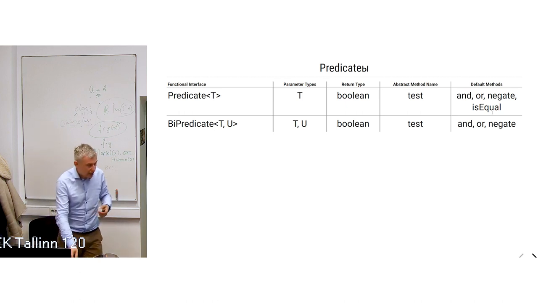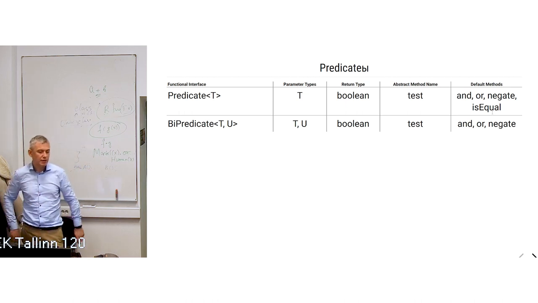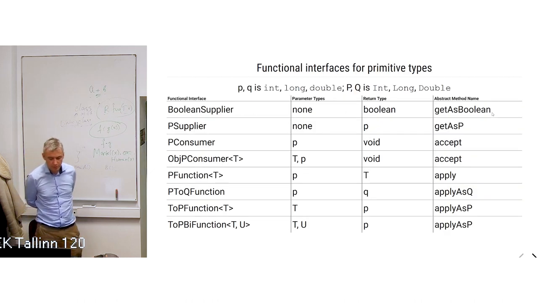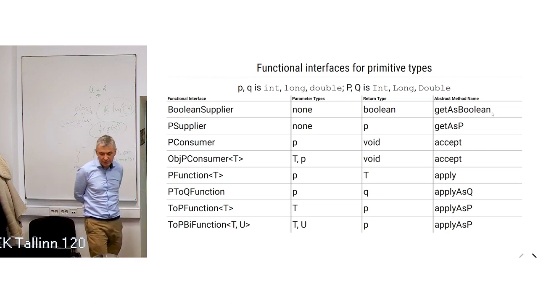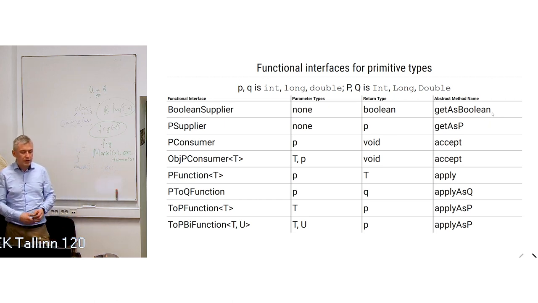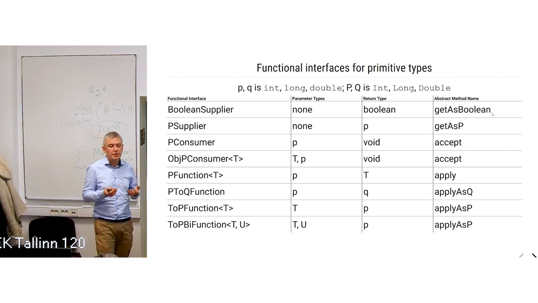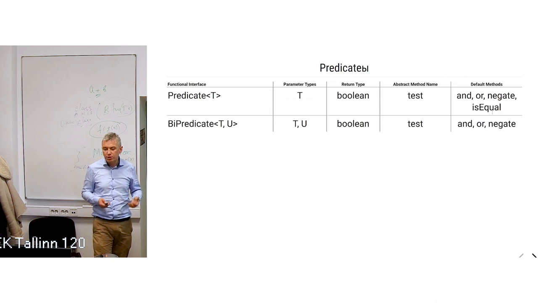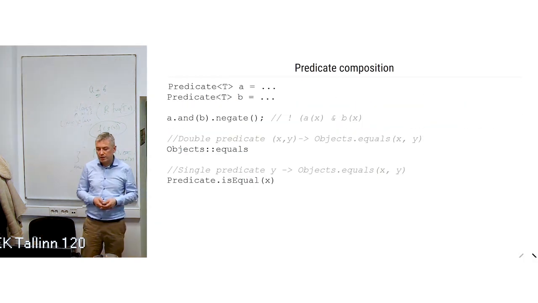So I'm showing you an example that lambda expressions and method references can be combined. You can do stuff with them, and you can combine them just like any expression. We also have functional interfaces for primitive types. There are lots of them because of the limitation that I explained to you in the previous class. In Java, we cannot utilize primitive types as type parameters. So unfortunately, I cannot write Predicate of int here. This must be Integer.